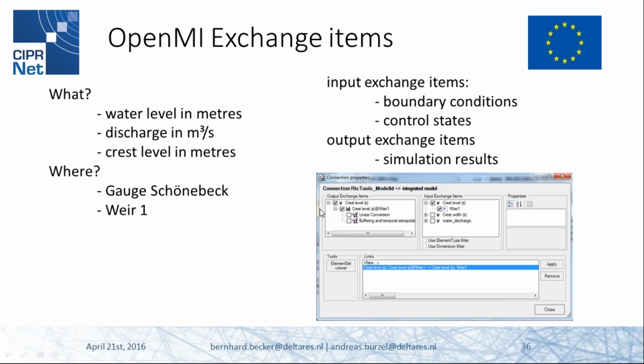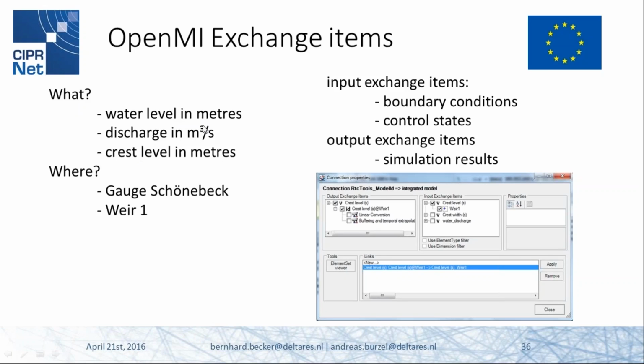Some words on OpenMI exchange items. You have seen in the connection properties that I connected output exchange items with input exchange items. Input exchange items usually are somehow boundary conditions or control states in our case. And in most cases, output exchange items will be simulation results or contain simulation results. And any exchange item always gives information about what it includes, so water level in meters, for example, discharges in cubic meter per second, or crest level in meters.